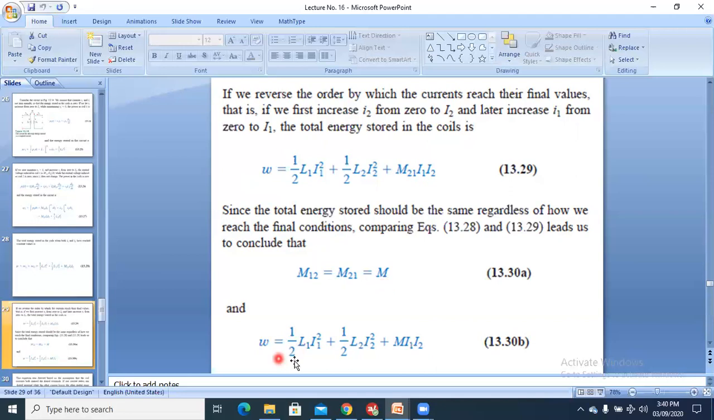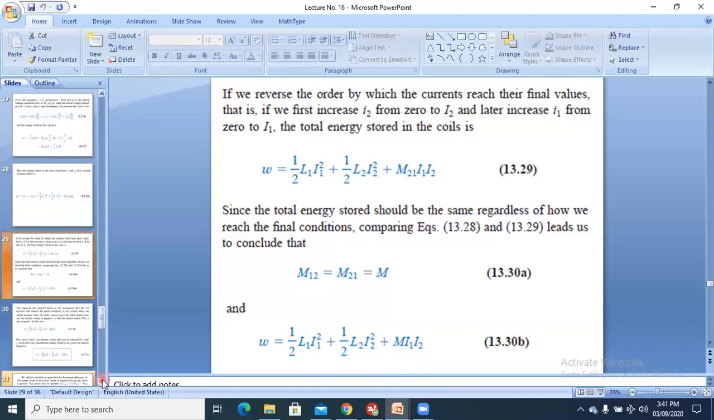So simply we write the total energy as ... M I1 I2. This is the relationship to calculate the energy stored by the two coils in close proximity, where we take into account the self-inductance of the two coils and the mutual inductance of the two coils.